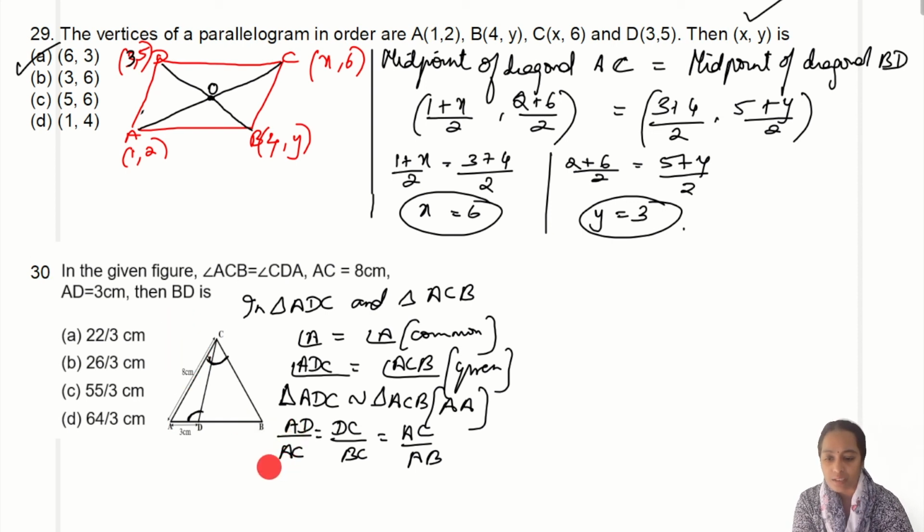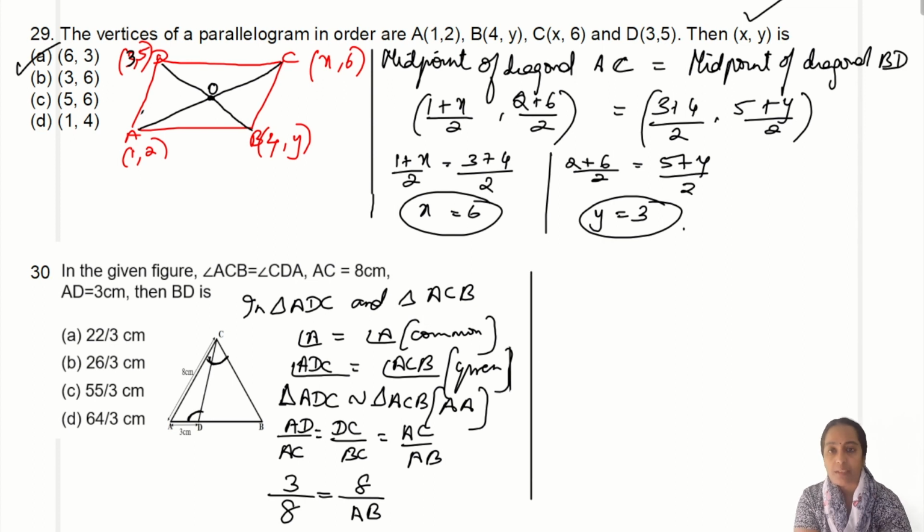So AD by AC. What is AD, children? AD is 3. What is AC? AC is given in the question, which is 8. Then DC by BC, I need not bother. I'll go to the third one, AC by AB. AC is 8, and AB we don't know. We are going to find AB. So 3 by 8 equals 8 by AB. What is my AB, children? When you cross multiply, AB is going to be 64 divided by 3.